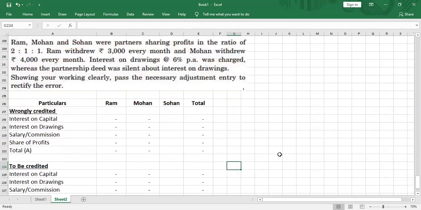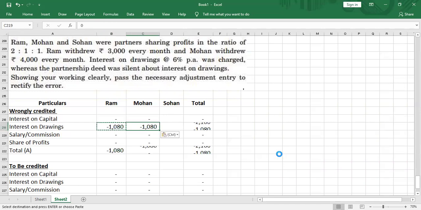Am I right? So in wrongly credited, interest on drawings is minus, I'm opening a bracket. Ram withdrew 3,000 every month. So that will be 3,000 into 12 into 6% into, they have not given if he withdrew in the beginning of every month or the end of every month. So I'm going to assume in the middle of the month. Therefore, it is 6 by 12. Understood or not, my dear children?